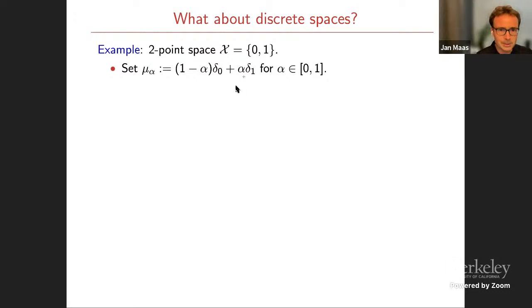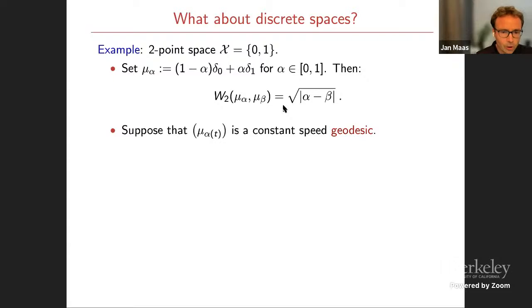Okay, let's now see what this Wasserstein metric looks like in this context. If I compute this Wasserstein 2 metric between mu alpha and mu beta, what you get is the square root of the absolute value of alpha minus beta, because you get the distance squared, which is equal to 1, times the amount of mass that you're transporting, which is alpha minus beta. And at the end of this definition of Wasserstein, you take the square root, because it's Wasserstein 2. So this is the Wasserstein metric on this 2-point space.